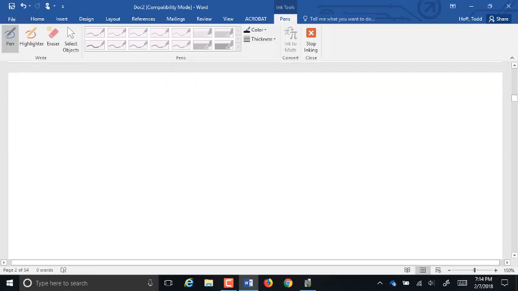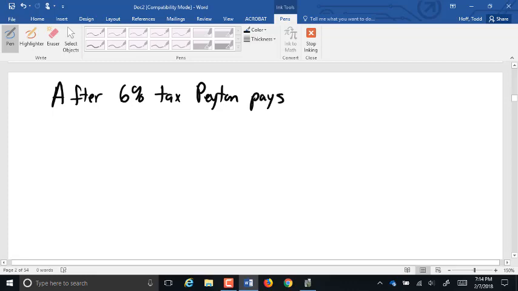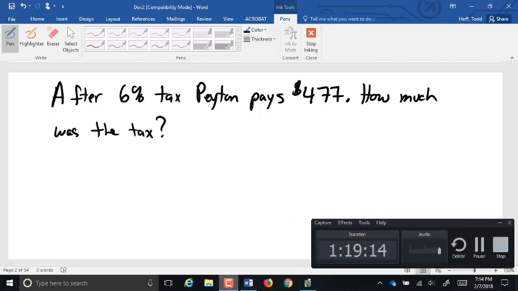Let's look at the other side of this. After 6% tax, Peyton pays $477. How much was the tax? I'm going to give you guys a second, see what you can figure out on that one. We'll talk about it in a minute.